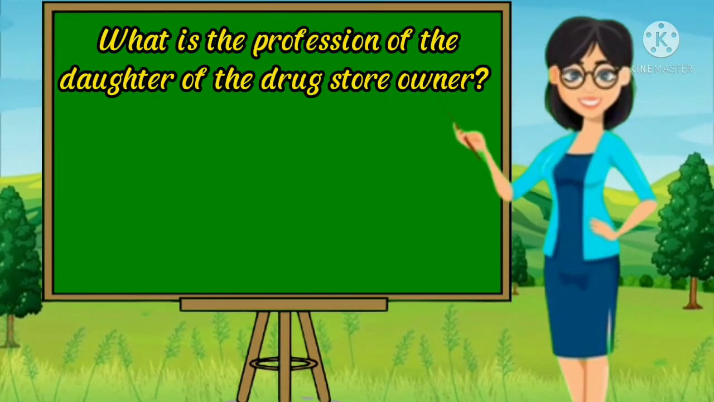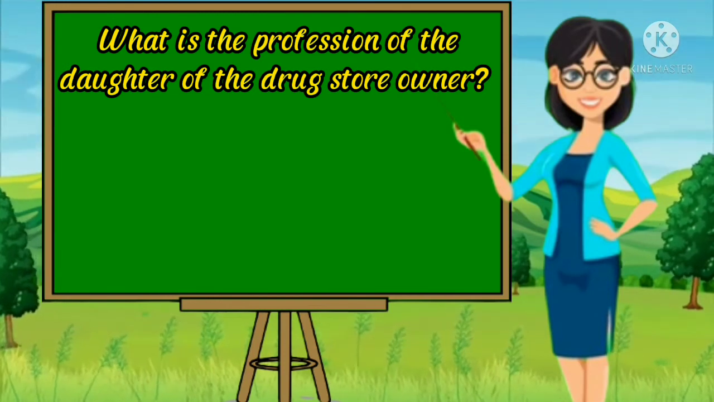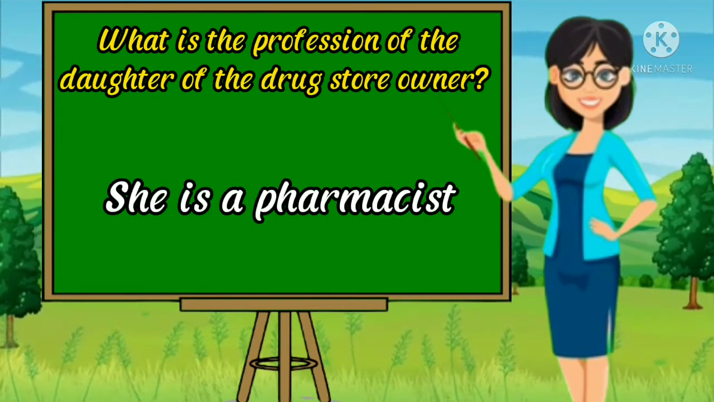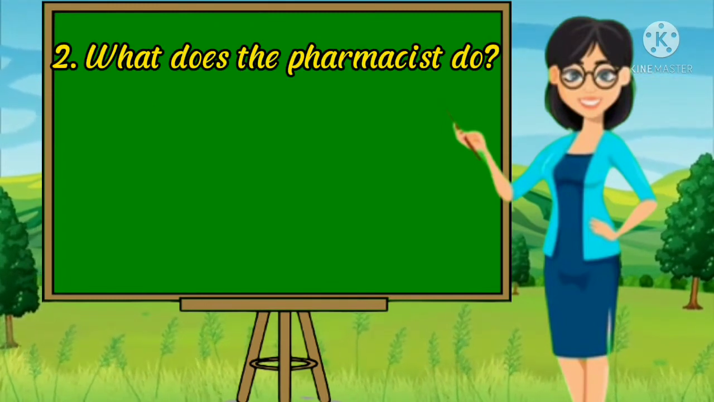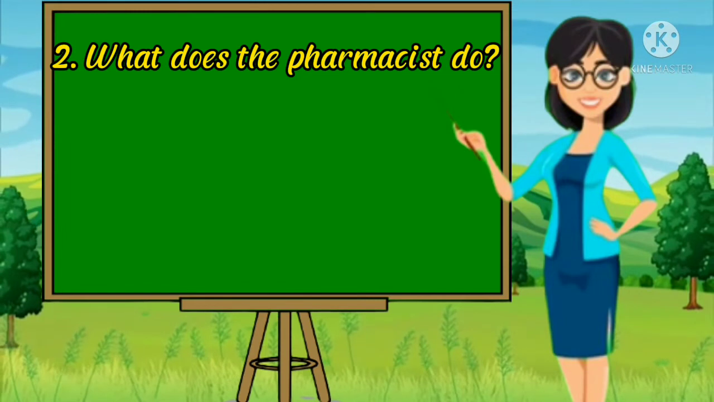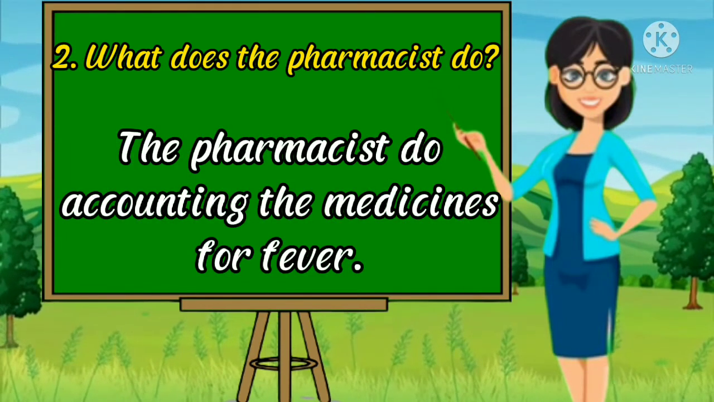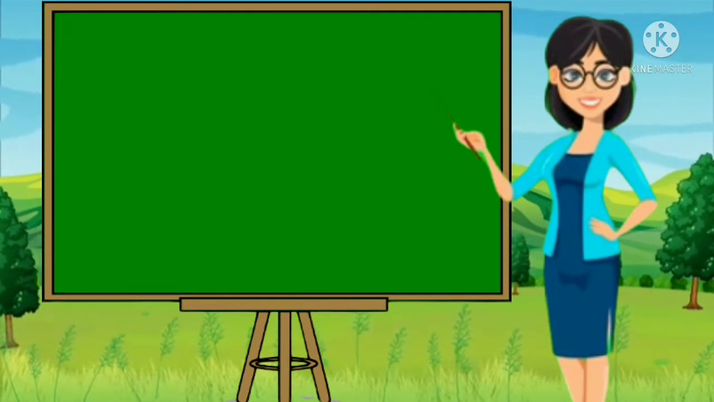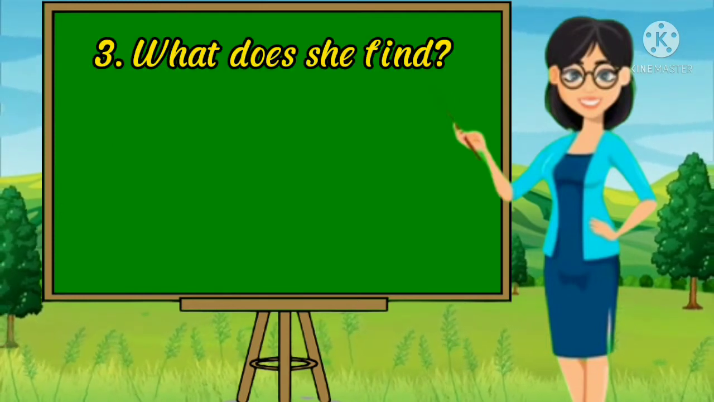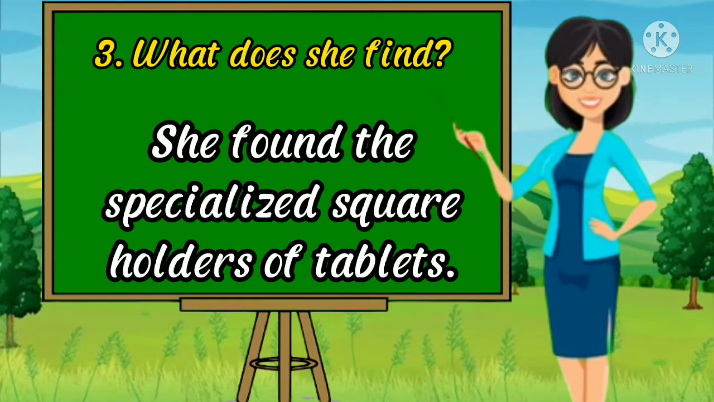What is the profession of the daughter of the drugstore owner? Yes, she is a pharmacist. Now, number 2. What does the pharmacist do? Alright, the pharmacist accounts the medicines for fever. Number 3. What does she find? Well, she found the specialized square holders of tablets.